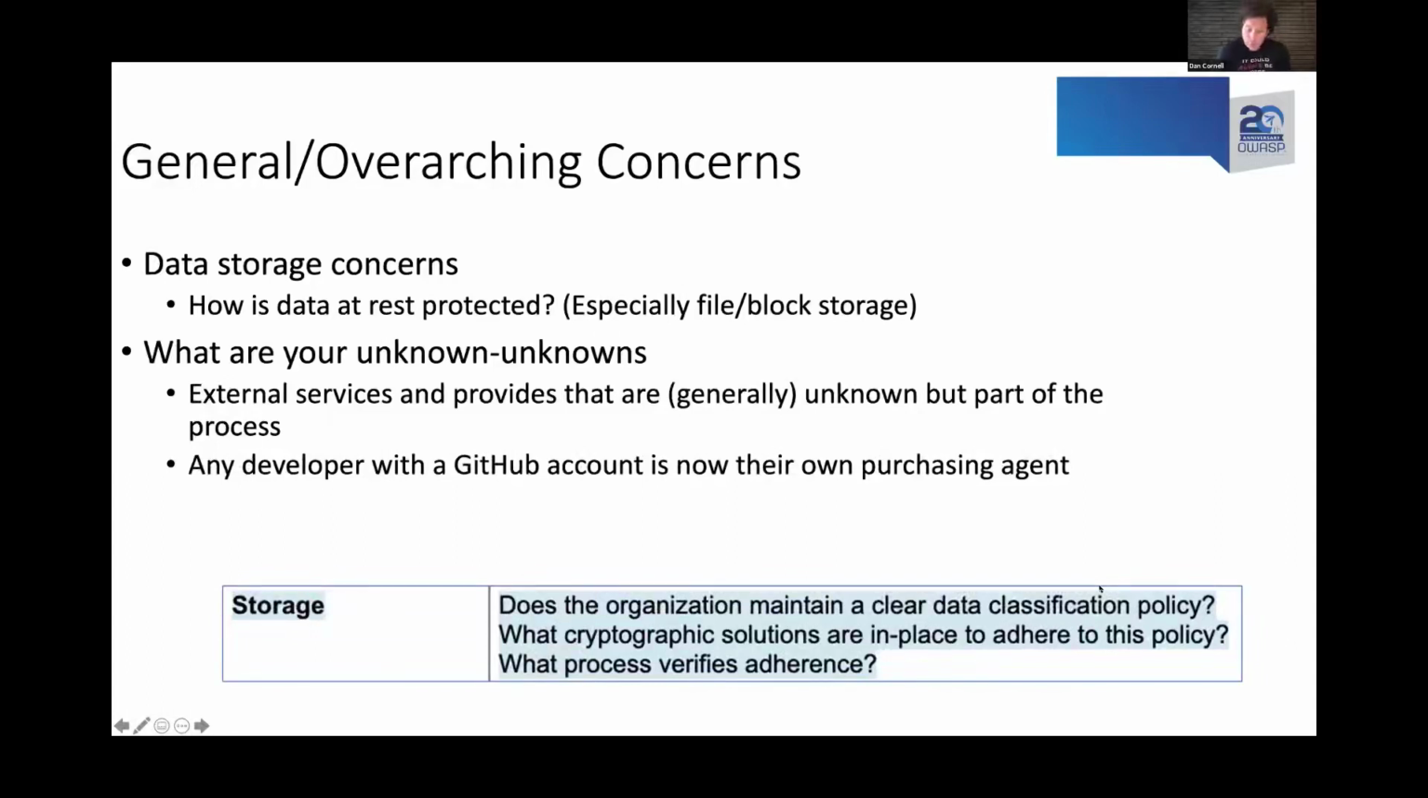And what are your unknown unknowns? Where are you identifying things as you talk through this with a DevSecOps engineer? Where are the places where you get what we call the two shoulder salute? Like you ask a question, and they shrug.